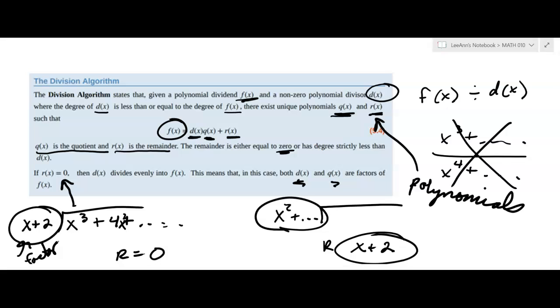So we care when the remainder is 0. We care when the remainder isn't 0 also, but we do different things with it. Anyway, I just wanted to talk a little bit about that. Also, if your remainder is 0, that means this is a factor, the divisor, but it also means the quotient up here is a factor. Because if you multiply those, you would get the original polynomial. Okay, that's what the division algorithm says.